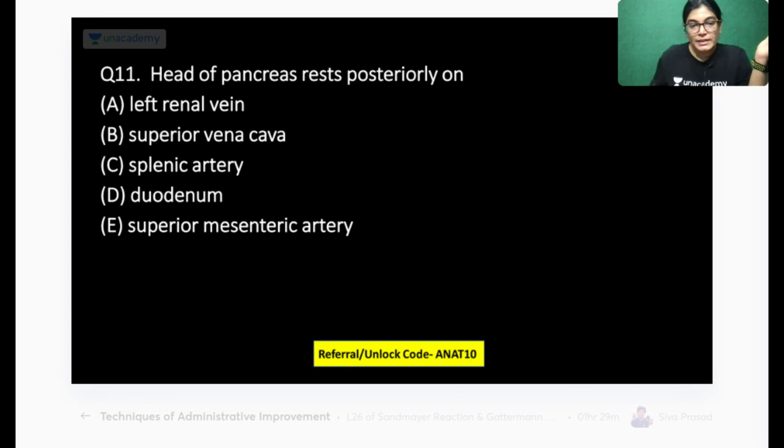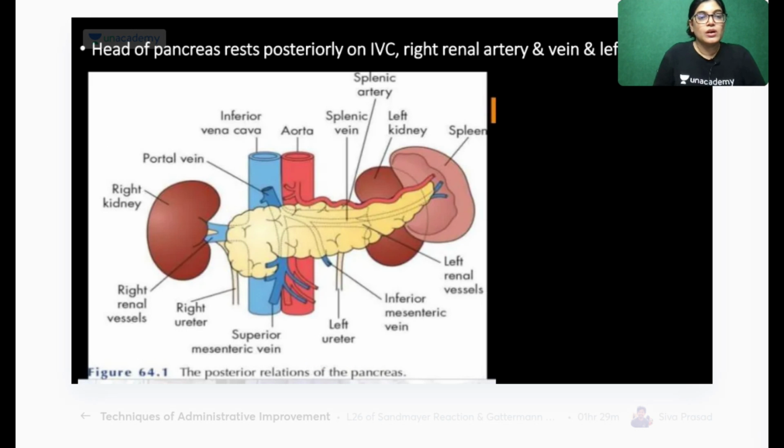So yes, 38% of the students have given the right answer. Great going. Praveen has solved many of the MCQs right. Good one. So yes, the correct answer is left renal vein. Let me show you a diagram where you can appreciate this relation. When we are talking about the head of the pancreas, it rests posteriorly. What are the structures on the posterior aspect? This is the head of the pancreas. On the posterior aspect of this head, the structures lying are the inferior vena cava, as you can see in the diagram, and the renal artery.